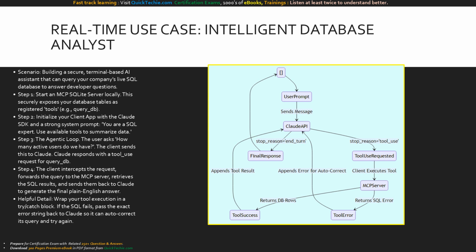Follow the agentic loop in this state diagram. We start with the user prompt going to the Claude API. Claude responds with a tool use stop reason, shifting the state to the MCP server. If the query works, we hit tool success. If it fails, we hit tool error. Crucially, both paths loop right back into the Claude API, allowing the model to either synthesize the success data or autocorrect the error, looping until it achieves a final response.